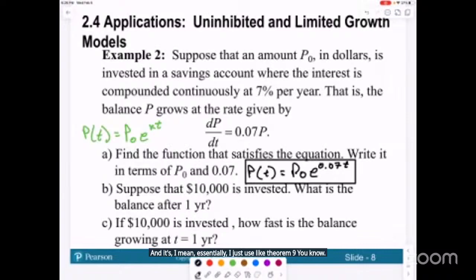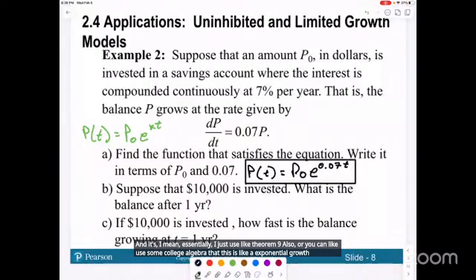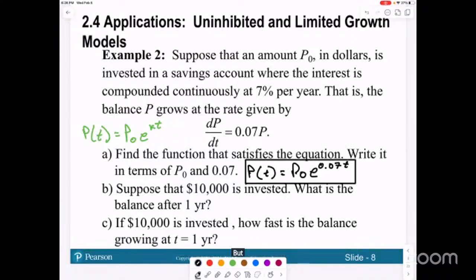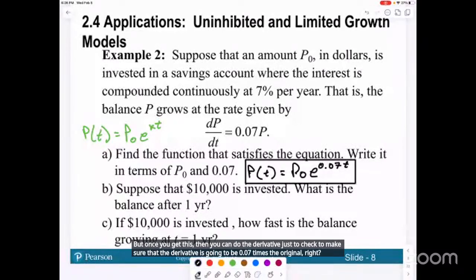Or you can use from college algebra that this is exponential growth, like continuous compound interest, the formula I usually call PERT. Once you get this, you can take the derivative just to check that the derivative is going to be 0.07 times the original, right? I'm just going to go with this for now for the sake of simplicity.